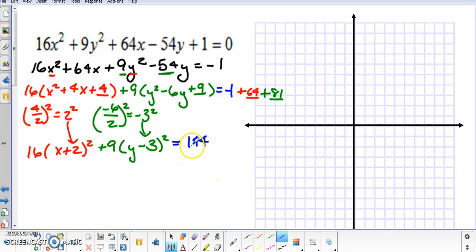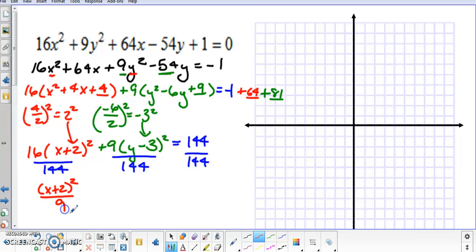Now with ellipses, they always have to equal 1. So I'm going to divide everything by 144. Alright. And then I'm going to go ahead and reduce. So 16 divided by 144 is going to get me 1/9. So this is x plus 2 squared over 9. And then I've got y minus 3 squared, and 9 divided by 144 is going to get me 1/16. And then this equals 1.